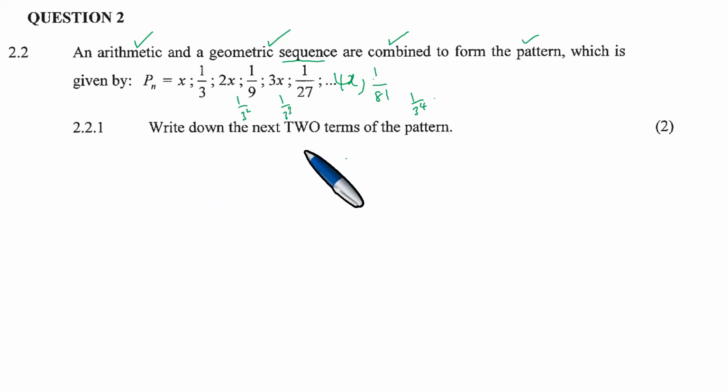So write down the next two terms of the pattern. The next two terms are 4x and 1 over 81. These are the next two terms of the pattern. Okay, we're excited, we're happy, and we move on to the next one.